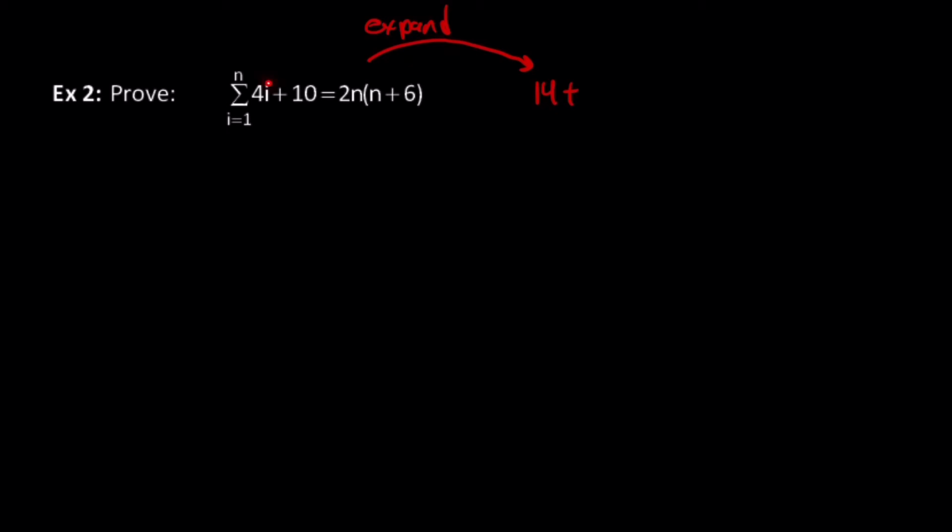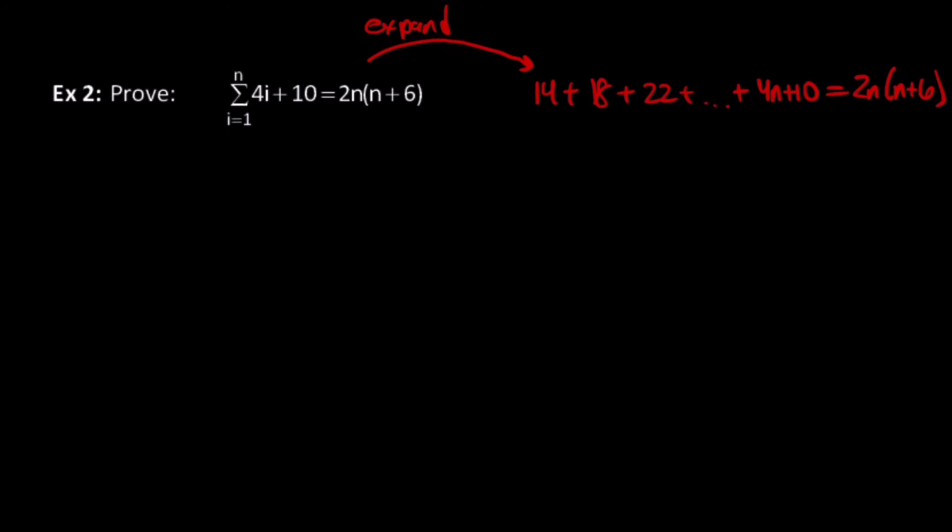Plus, now I take a 2, put it in here. 4 times 2 is 8, plus 10, that's 18. Take a 3, that's 12, plus 10, that's 22, plus dot, dot, dot, plus, put in an n, 4n plus 10. So I've expanded this summation right here. The last term was what I get when I put an n in there. Now the other side is simply going to be that.